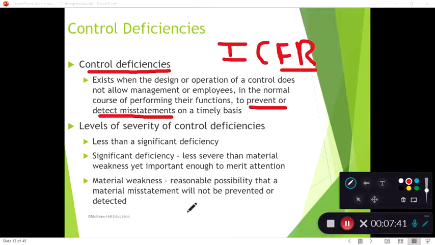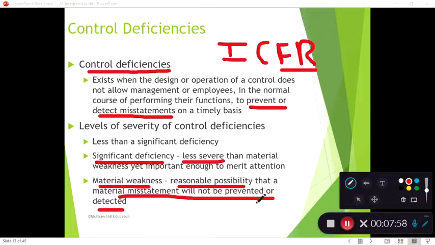So we have a couple of levels here. It's almost easier to start with the highest level. It's material weakness: a reasonable possibility that a material misstatement will not be prevented or detected. Significant deficiency is less severe than that, yet still important enough to be highlighted. And then everything else falls into this third bucket of less than a significant deficiency. If it sounds kind of squishy, it's because it is. We've got this reasonable possibility, and there's not a threshold number there. And then we get something that's less severe, but still important enough to merit attention. So there's a lot of judgment in internal control assessments.